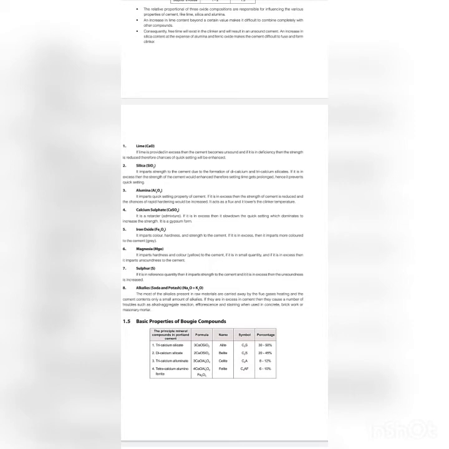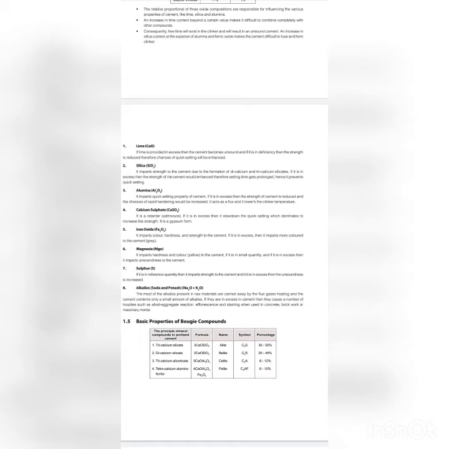Na2O plus K2O. Most of the alkalis present in raw materials are carried away by the flue gases during heating, and the cement contains only a small amount of alkalis. If they are in excess in cement, then they cause a number of troubles such as alkali aggregate reaction, efflorescence and staining when used in concrete, bricks or masonry mortar.